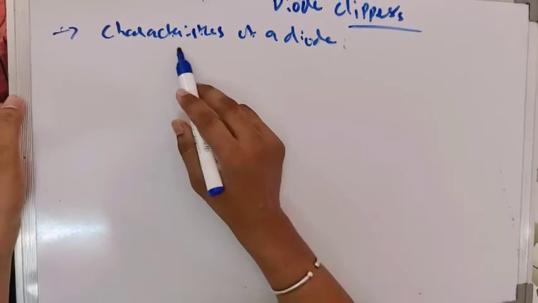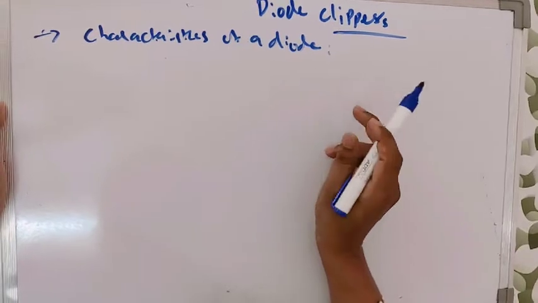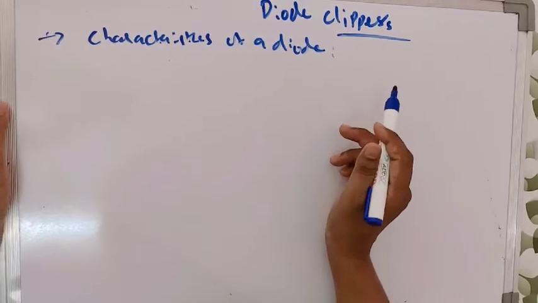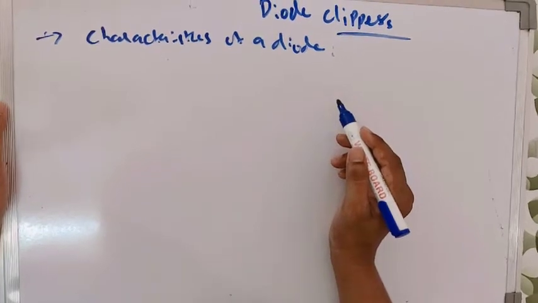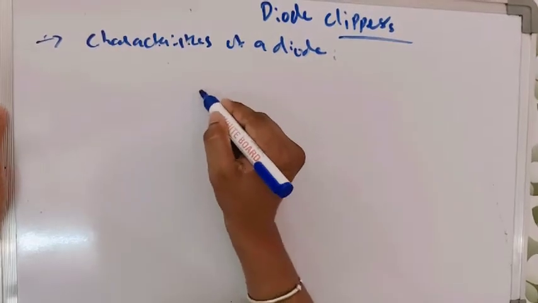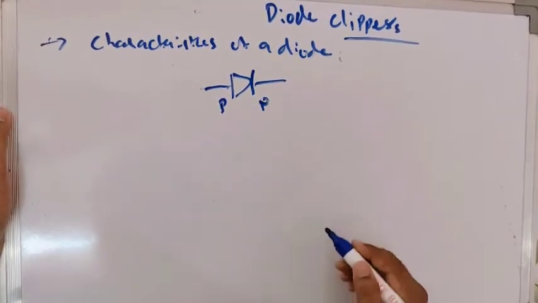So we'll discuss the characteristics of a diode. A diode is a two-terminal device which conducts only in one direction. The simplest form of a semiconductor diode is the p-n junction diode. So the p-n junction diode symbolic representation is this. Now this is the p-terminal and the n-terminal representation.